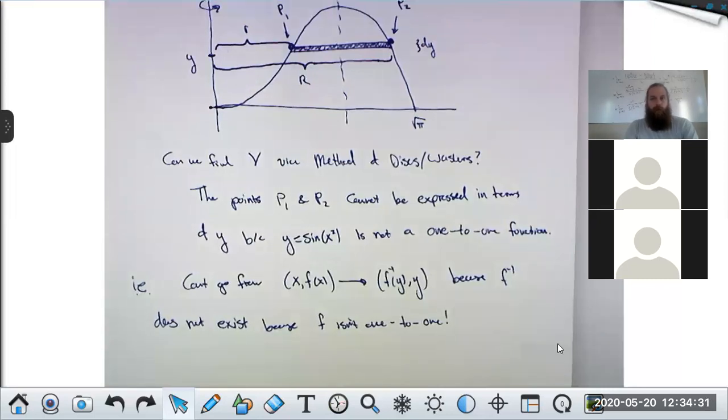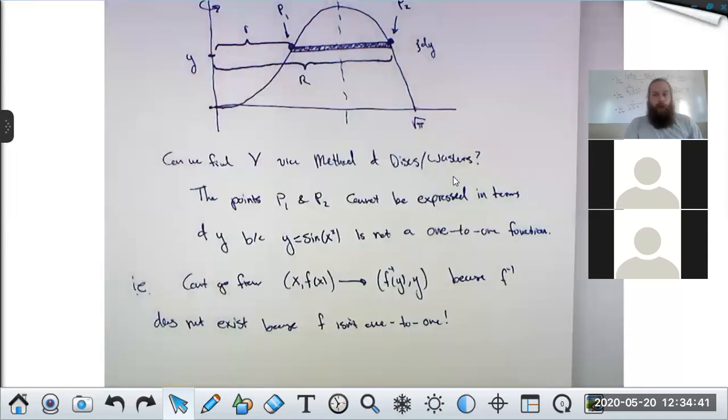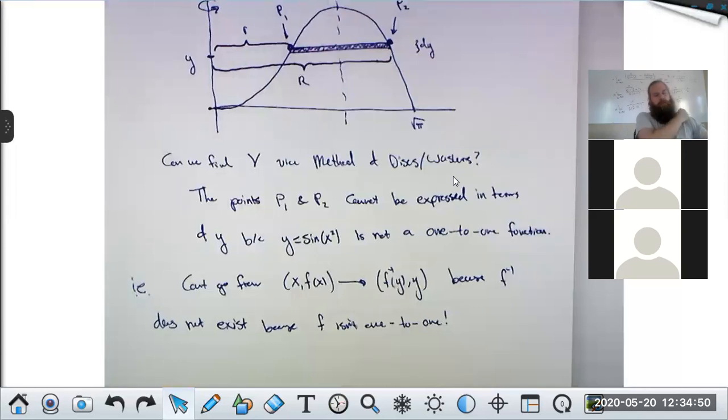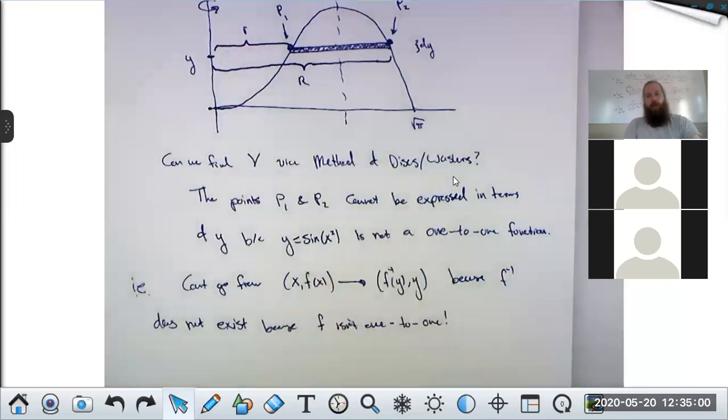Yeah, that's true. If the graph fails the horizontal line test, and there's no way to get around it, like if these were two different curves and I had different formulas for each of them, then I could get around this. Or if there was some convenient way to write these points just in terms of y, then I could get around it. But here there isn't any such thing because they're coming from a single curve that fails the horizontal line test.